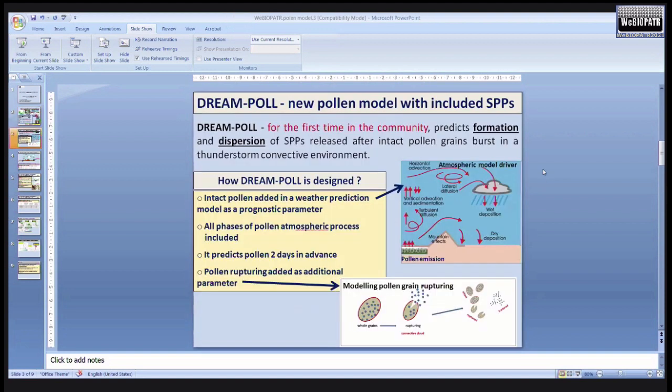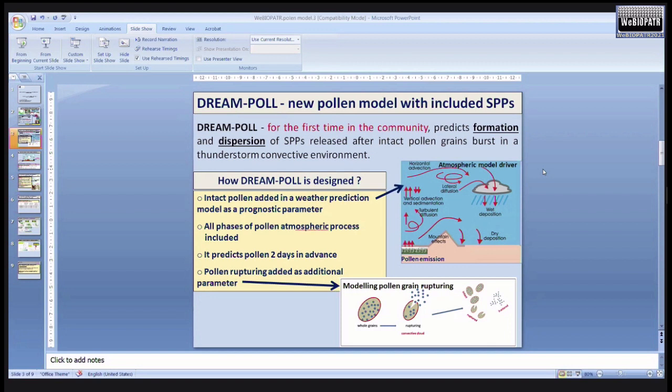So what was our approach? We used one of the aerosol models that we developed over 20 years. Basically, we started with dust emission and transport, but the aerosol processes are common for any aerosol type. We rearranged DREAM, the Dust Regional Atmospheric Model, to work for pollen. Our intention was to have not only whole grain pollen particles, but also to include SPPs. So DREAM-pollen is, for the first time in the community, a model that predicts formation and dispersion of SPPs, which are released after intact pollen, whole pollen grains, burst in a thunderstorm convective environment.